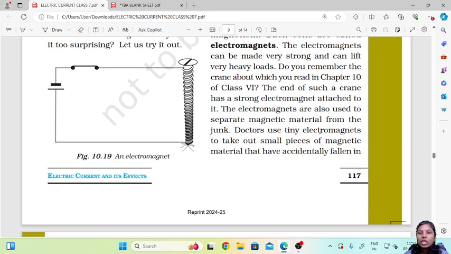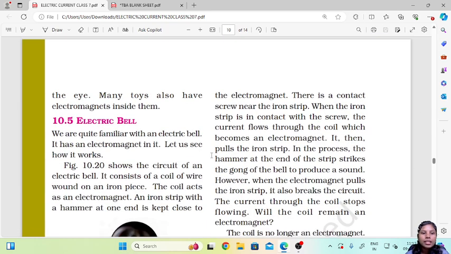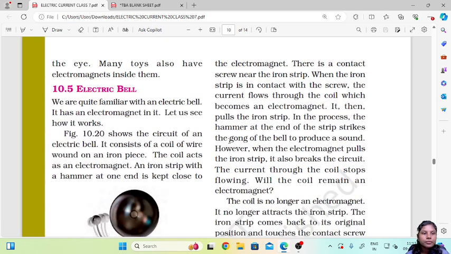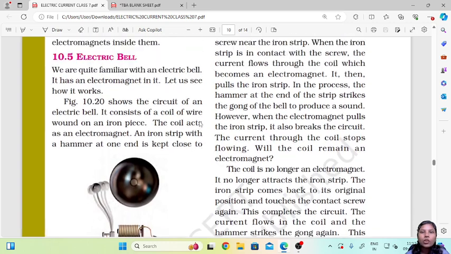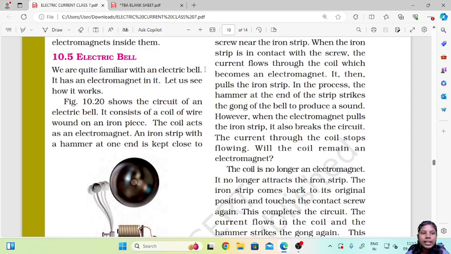Even doctors use tiny electromagnets to take out small pieces of magnetic material that might have accidentally fallen into your eyes. Many toys also have electromagnets inside. Now let's look at an electric bell. We all have seen an electric bell, but how many of us really know how these electric bells work? We are quite familiar with an electric bell.